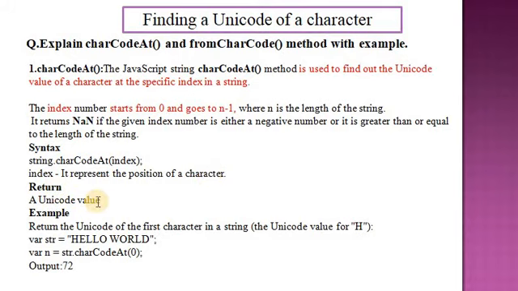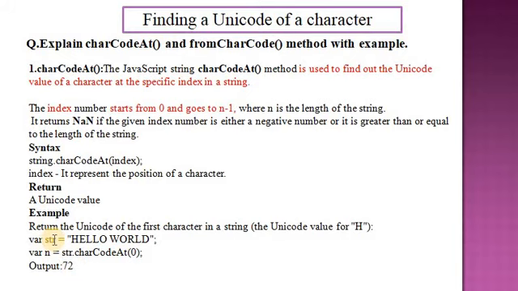It returns a Unicode value. The example of this charCodeAt method is that it returns the Unicode of the first character in a string, that is the Unicode value of h. Here we pass the 0th index, so it returns the Unicode value of h, that is 72.